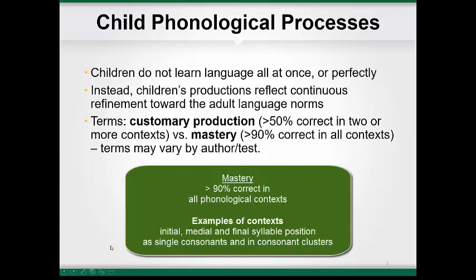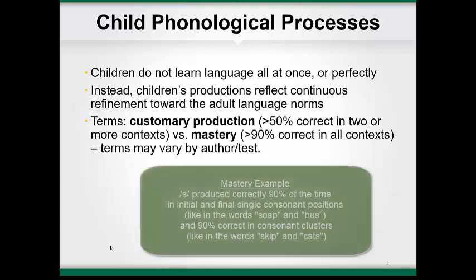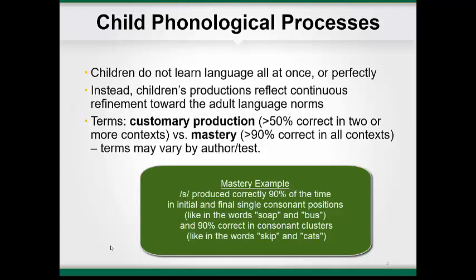The term mastery, on the other hand, as the name suggests, means that the child really has the sound down and can produce it correctly more than 90% of the time in all contexts. So in the case of the s sound again, in order to be considered as having mastered the s sound, the child would have to produce it correctly nearly all the time in every possible context. For example, in initial and final position in both single consonant contexts and in consonant clusters, etc.